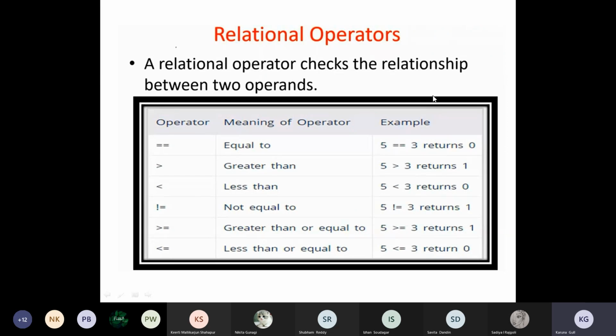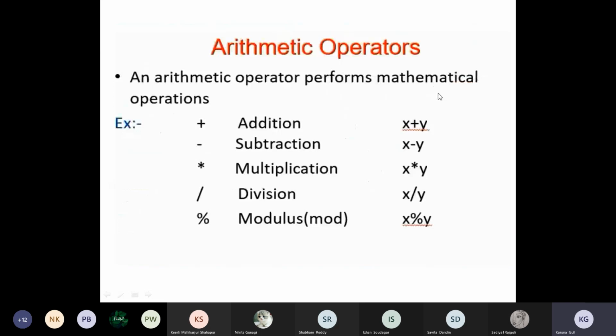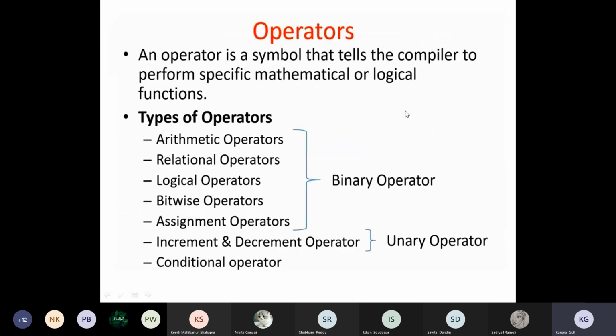So in the last class, we started with the operators. You already know there are a variety of operators: arithmetic operator, relational operator, logical operator, bitwise operator, assignment operator, increment and decrement operator, and conditional operator. We already know what a binary operator and a unary operator are. Then we went through the arithmetic, relational, and logical operators. So today we'll talk about the bitwise operator.